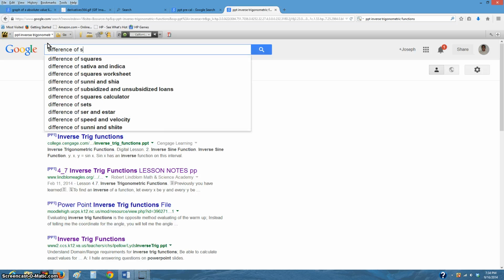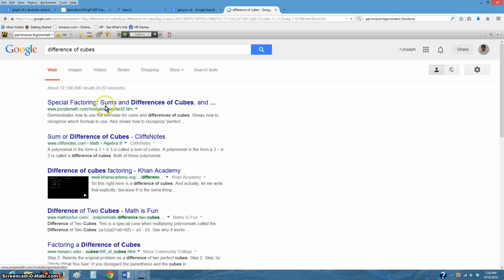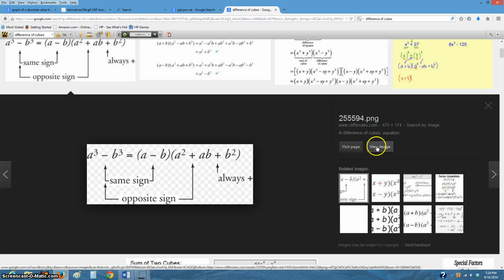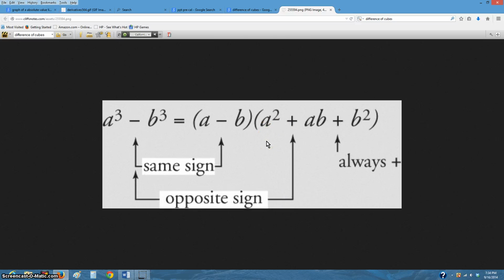Difference of cubes. It's a cubed minus b cubed equals a minus b times a squared plus ab plus b squared. But we'll go ahead and show you. Okay, so that's it right there. A cubed minus b cubed is equal to a minus b times a squared plus ab plus b squared.